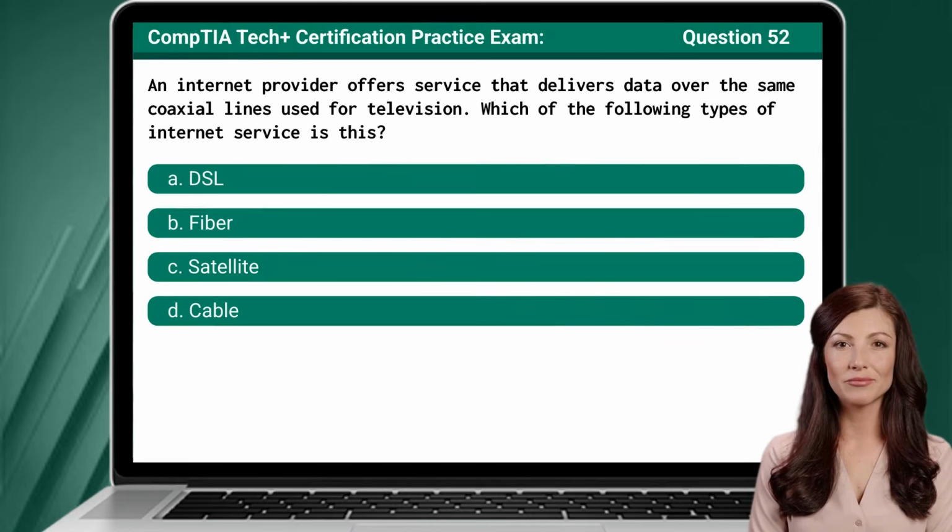Question 52. An internet provider offers service that delivers data over the same coaxial lines used for television. Which of the following types of internet service is this?